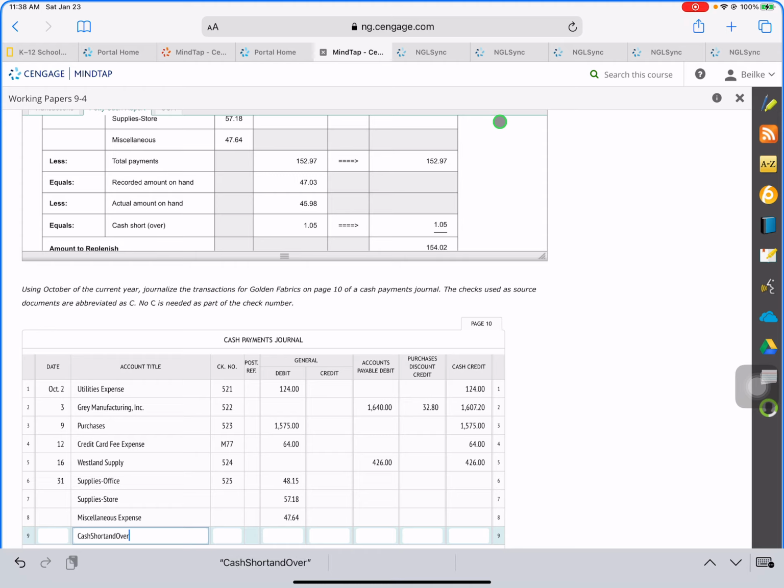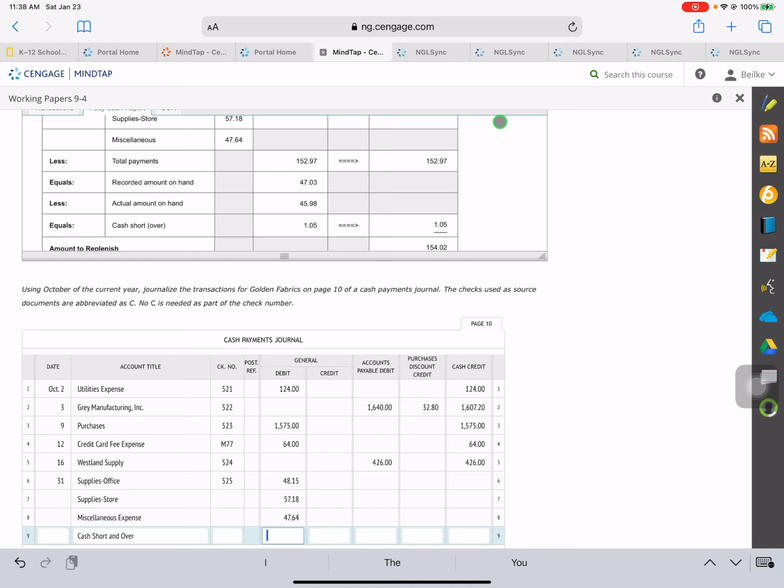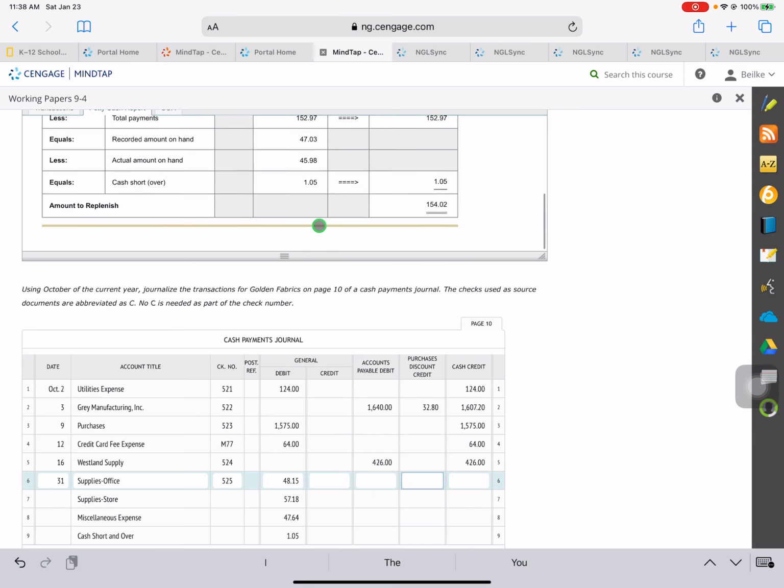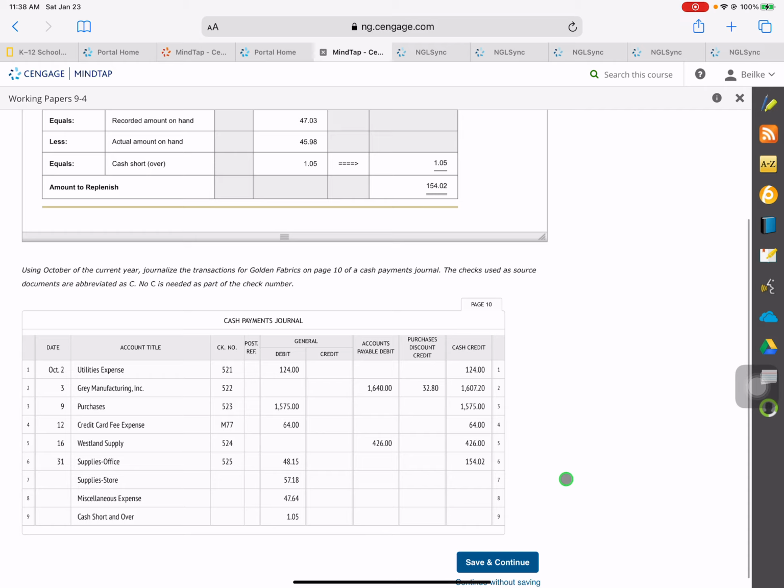Cash short and over. Since it is short, it's a lot like losing money, an expense, so it will be debited for $1.05. Okay, remember those were the slips in our petty cash. If you look down here, the amount to be replenished would be this amount. So that's the amount we're going to write out our check for, $154.02. And that is the transactions that we covered in this section.